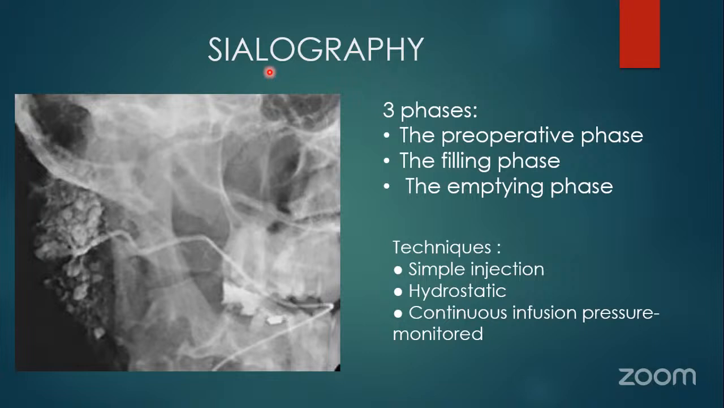The techniques by which we can inject the contrast medium are simple injection, second is hydrostatic injection, and third is continuous infusion, pressure monitored. These are the ways in which the contrast medium is injected through the duct of the salivary gland.